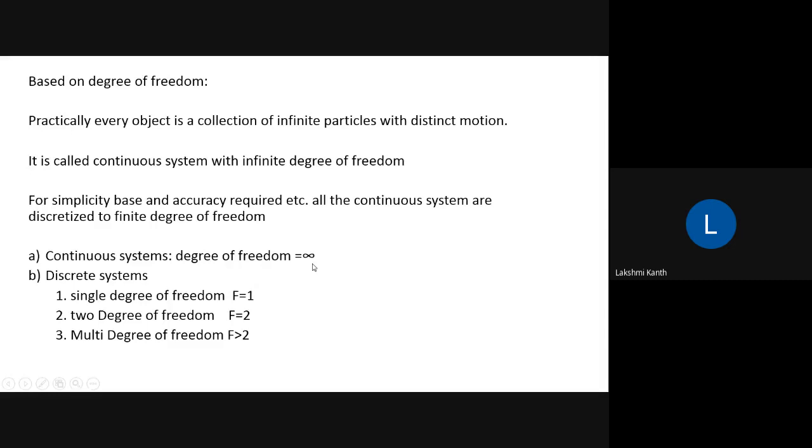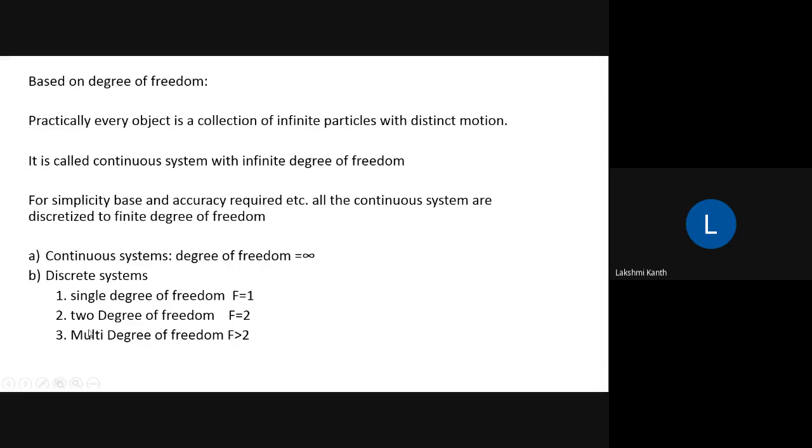Why? Because for one particle, there are three rotations and three translations. So for that independent quantity, 6 into n number of particles, it leads to infinite degrees of freedom. And for the discrete systems, these are the classifications. For single degree of freedom systems, the number of independent inputs required is equal to 1. For 2 degrees of freedom, it needs 2 independent inputs. And for multi degree of freedom, if it is greater than 2, like 3, 4, 5, 6, any number, it comes under the multi degree of freedom.